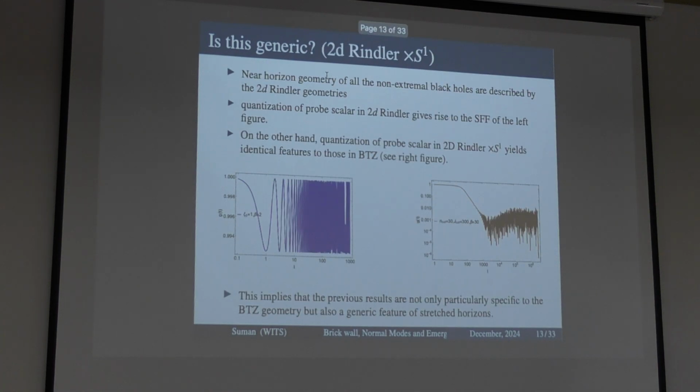Now you can ask, is this generic? This is the fact that in BTZ this is happening. For this, what we did, because we know that the near horizon geometry of all the non-extremal black holes is Rindler, we compute the same thing in 2D Rindler, and if you compute the 2D Rindler normal modes, then this is the spectral form factor. But if you do the calculation in 2D Rindler plus S1, so you compute the modes along this S1 quantum number direction, and along this direction you will see logarithmic dependence of the mode, and as a result the spectral form factor will be translated.